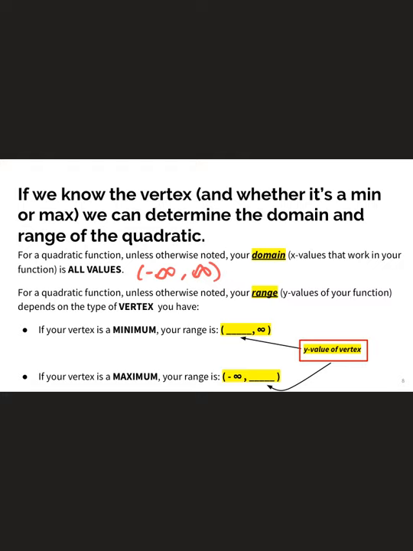For your range for a quadratic, unless otherwise noted again, your range is going to be one of two different templates, right? So if your vertex is a minimum, then your range is going to be the y value of your vertex, comma, infinity. And then you would make this into a bracket because you're going to include that y value. If your vertex is a maximum, then your range is going to be negative infinity to the y value of your vertex. And once again, that's going to be a square bracket because you're including that y value.